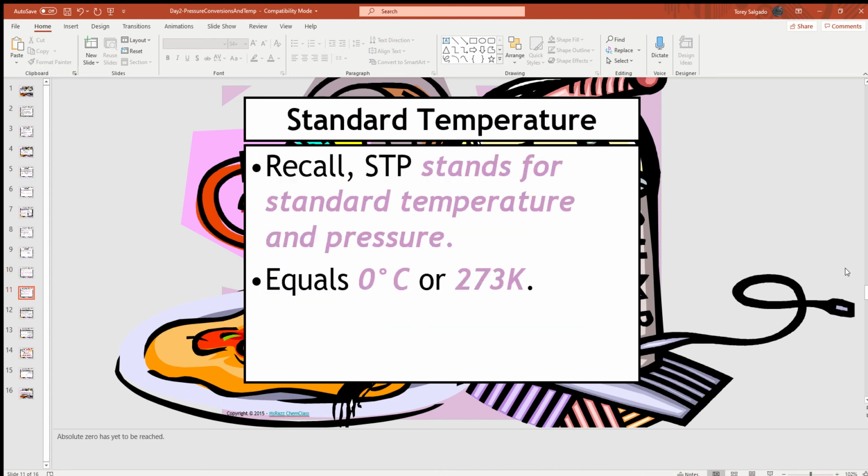So let's take a step back. Remember, we've used this before, but we have STP, which stands for standard temperature and pressure. And standard temperature and pressure, the temperature equals 0 degrees Celsius or 273 Kelvin. So that's our standard temperature that we're going to be using.